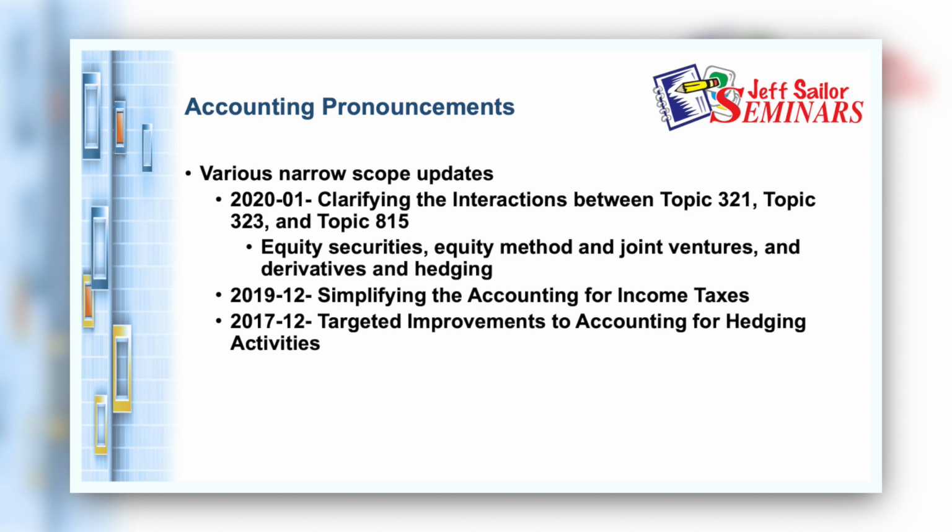2019-12, simplifying the accounting for income taxes, some nuances there, once again related to some complicated areas. 2017-12, targeted improvements to accounting for hedging activities. So what we have here is a bunch of narrow scope. If you fall into that category, please look those up. Those all go into place at the end of 2022 as well.